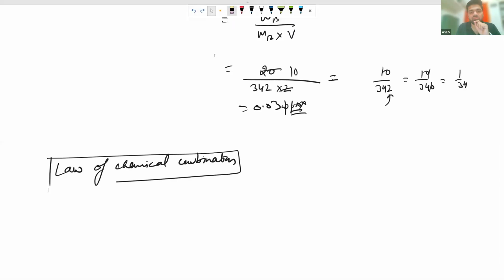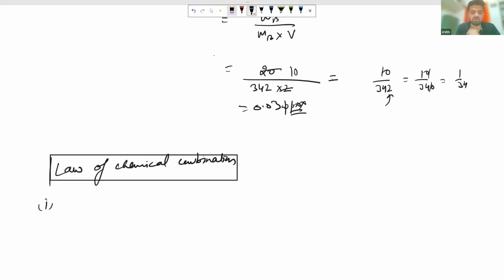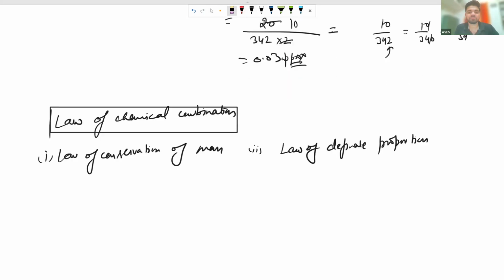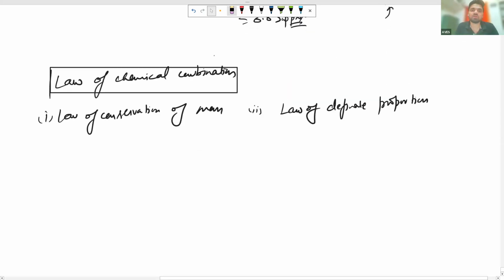That is the law of conservation of mass. Second is the law of definite proportion. On this topic we will discuss questions also. So today we shall discuss the next important law, that is the law of multiple proportion.